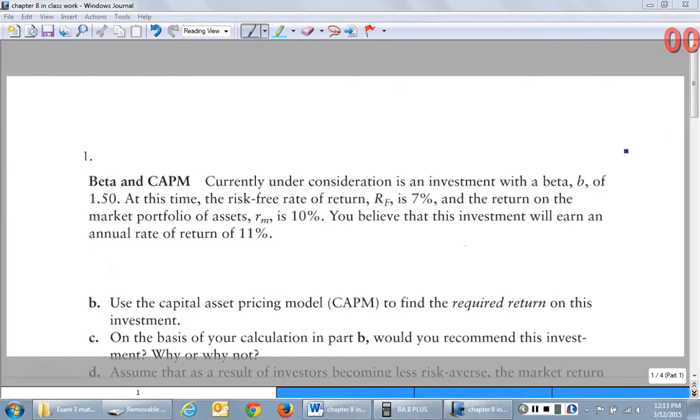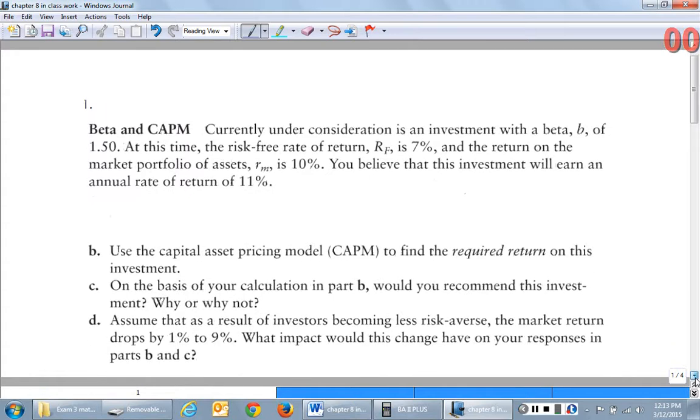So for the first problem, we're looking at beta and the capital asset pricing model. We're looking at an investment. This investment has a beta of 1.5. The risk-free rate of return is 7%. The return on the market portfolio of assets is 10%. And we believe that this asset will return 11% per year.